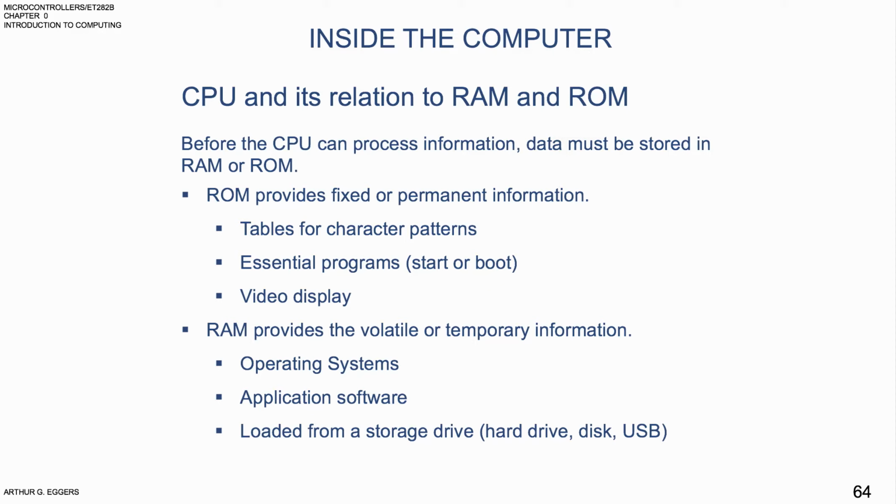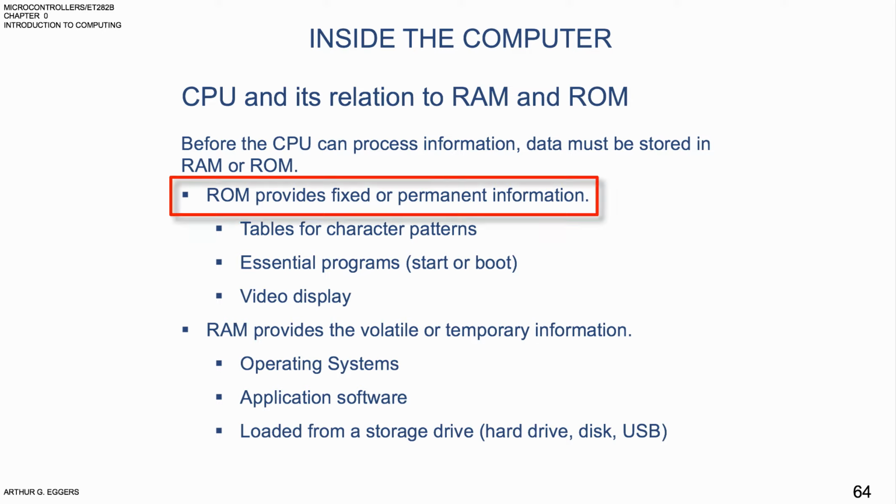Now we need to look at the relationship between RAM and ROM and the CPU. For the CPU to process information, the data must be stored in RAM or ROM. The function of ROM in computers is to provide information that is fixed and permanent.